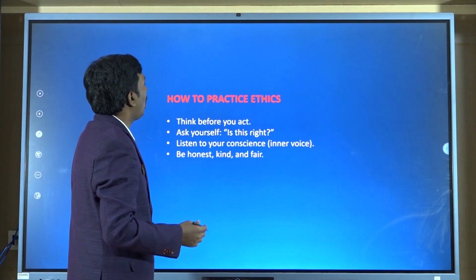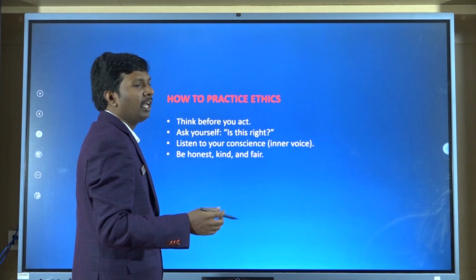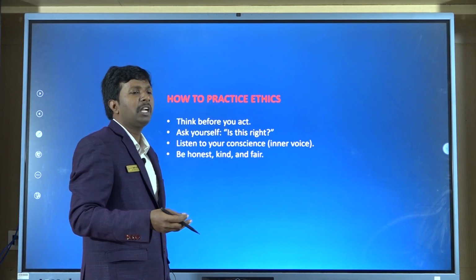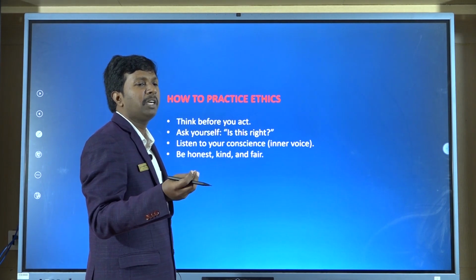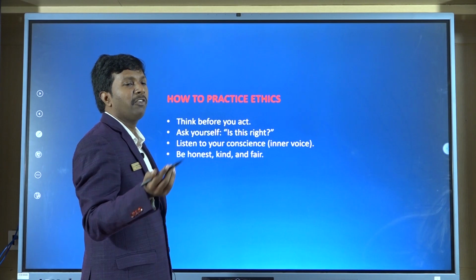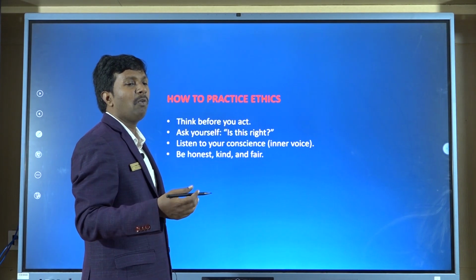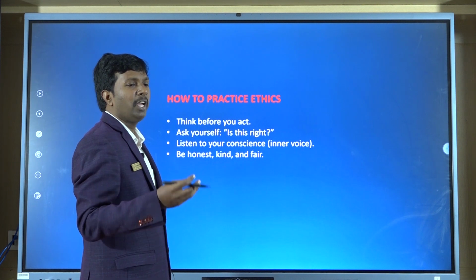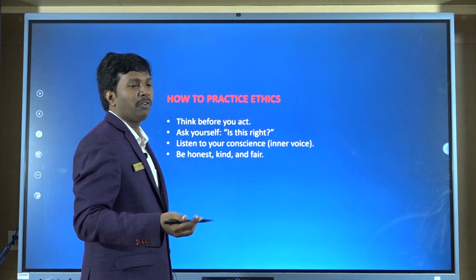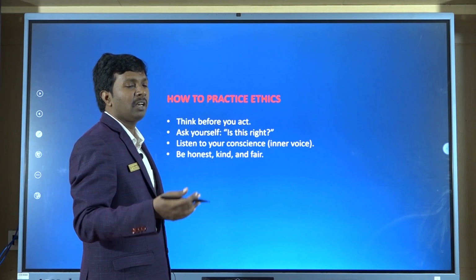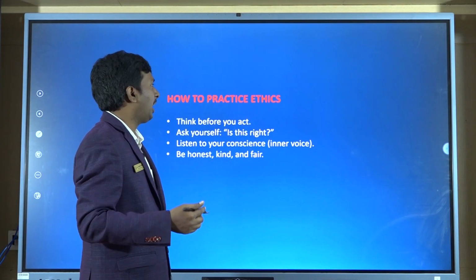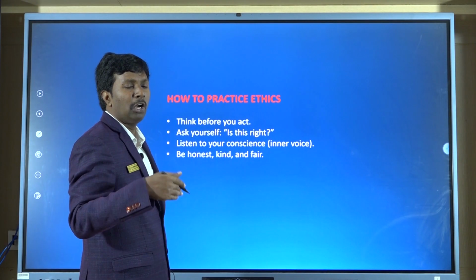So next one, how to practice ethics. We came to know what ethics is and what the difference is between ethics and morals in different professions. First of all, ethics teaches what to do and what not to do. So we always have to do the right things, right? For example, after learning the class, I felt that I have to do the right thing. So I have to follow the ethics.